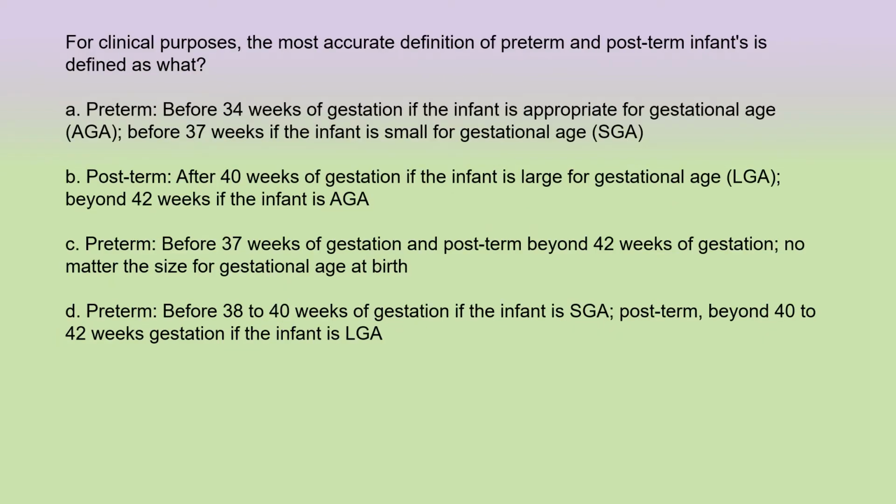For clinical purposes, the most accurate definition of preterm and postterm infants is defined as what? A. Preterm, before 34 weeks of gestation if the infant is appropriate for gestational age, AGA; before 37 weeks if the infant is small for gestational age, SGA. B. Post-term, after 40 weeks of gestation if the infant is large for gestational age, LGA; beyond 42 weeks if the infant is AGA. C. Preterm, before 37 weeks of gestation and post-term beyond 42 weeks of gestation, no matter the size for gestational age at birth.